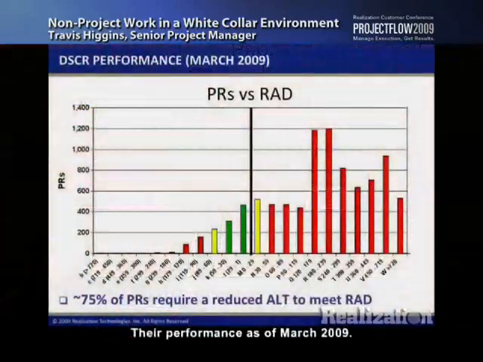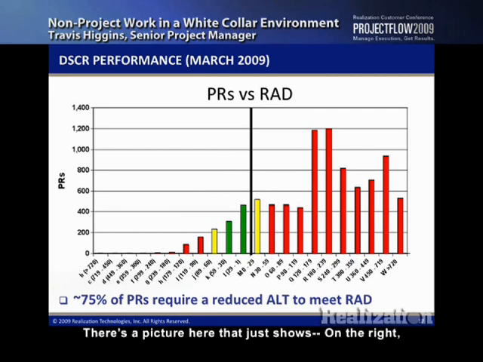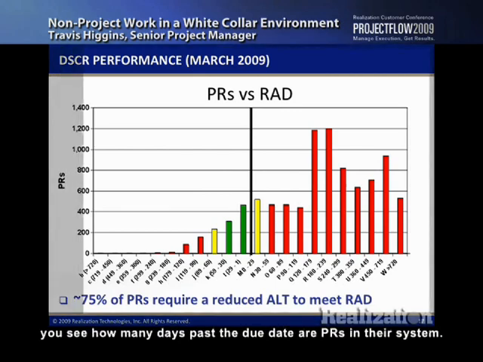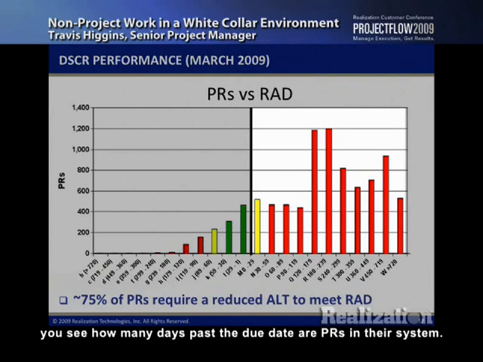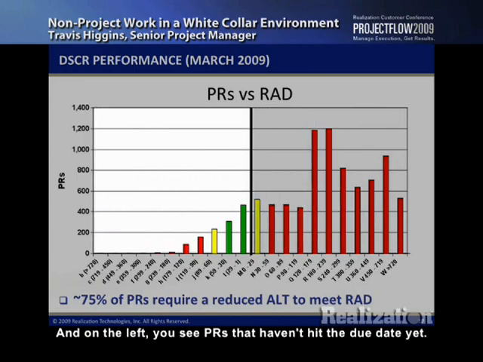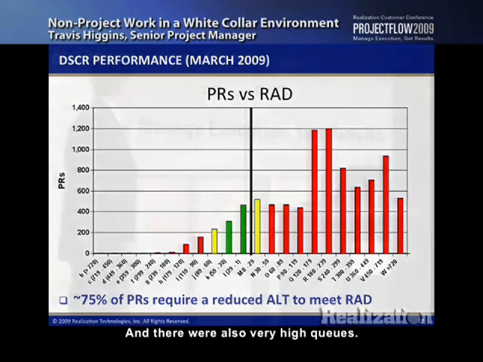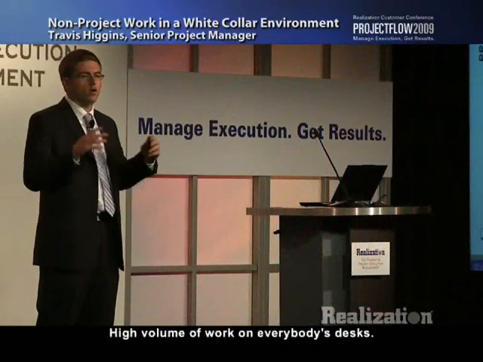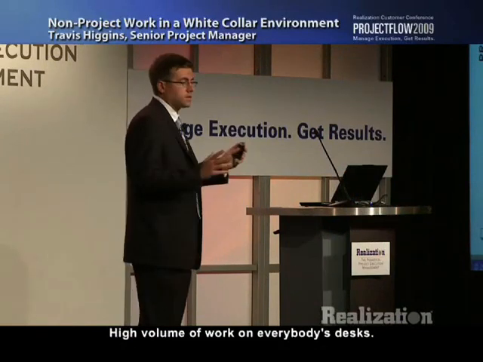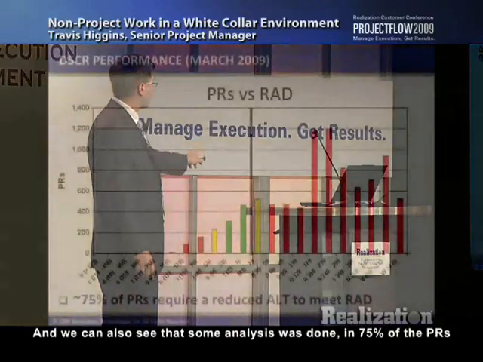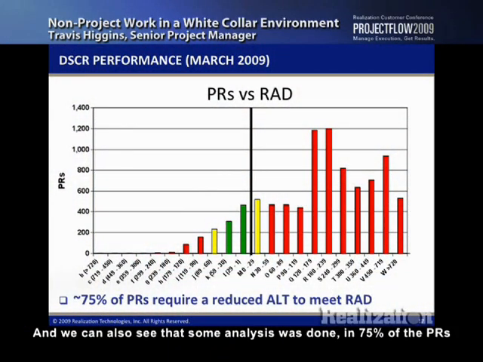Their performance as of March 2009: there's a picture here that shows, on the right, how many days past the due date PRs are in their system, and on the left, PRs that haven't hit the due date yet. So all of the things to the right are late. You can see there's a significant amount of things on the right. And there were also very high queues, a high volume of work on everybody's desks. We can also see that some analysis was done, and 75% of the PRs, if they were to meet that due date, would need to be done faster.